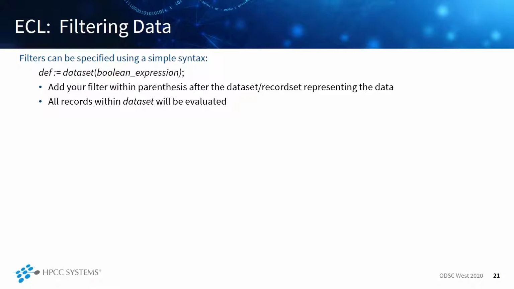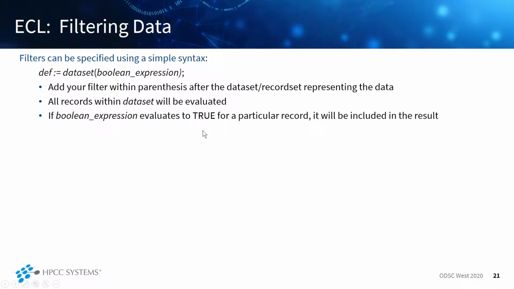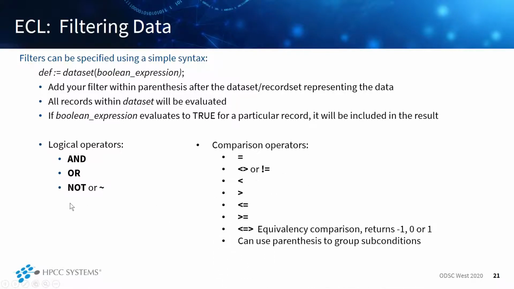We have a Boolean expression in parentheses that always follows the data set statement or record set that represents the data. If the Boolean expression evaluates to true, we get the record. Now you can also, in the Boolean expression, use logical operators and, or, and not. Also, the tilde can substitute for the word not. Here are the comparison operators. One way to say equal, two ways to say not equal. Of course, all the other standard stuff: less than, equal to, less than or equal to, and so on. And we even have a Perl equivalency comparison if you are into that.